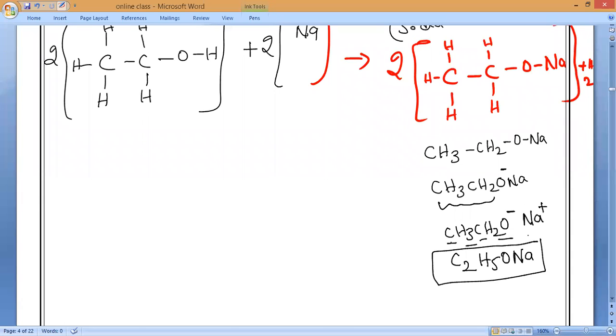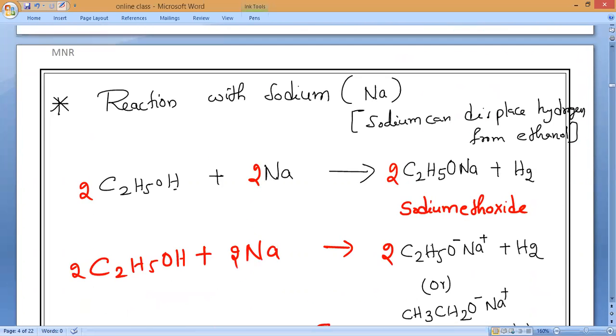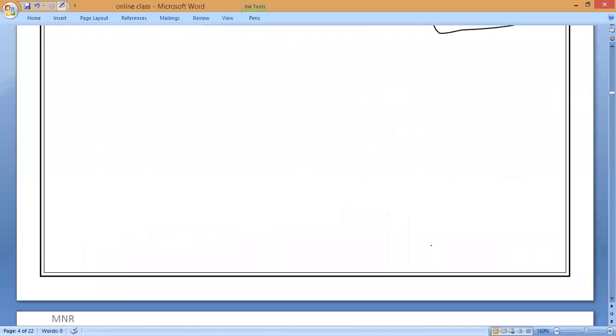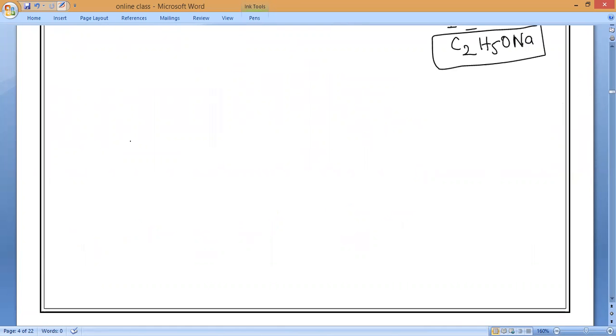So this is very, very important, guys. So all of you need to remember that. This is the fourth property. So reaction with the sodium. Next, reaction with ethanoic acid. Everyone write.